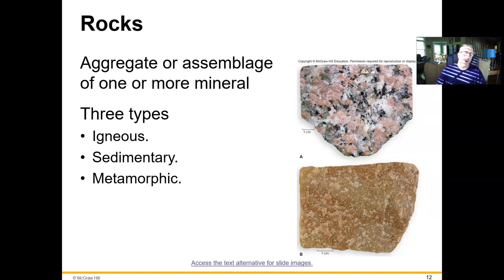So now we're getting into the rocks. When we talk about rocks in geology, we talk about three primary types of rock. And these are the three types: igneous, sedimentary, and metamorphic. What I want you to understand while we start to go through these different types of rocks is the rock cycle. I mentioned this in our last lecture.